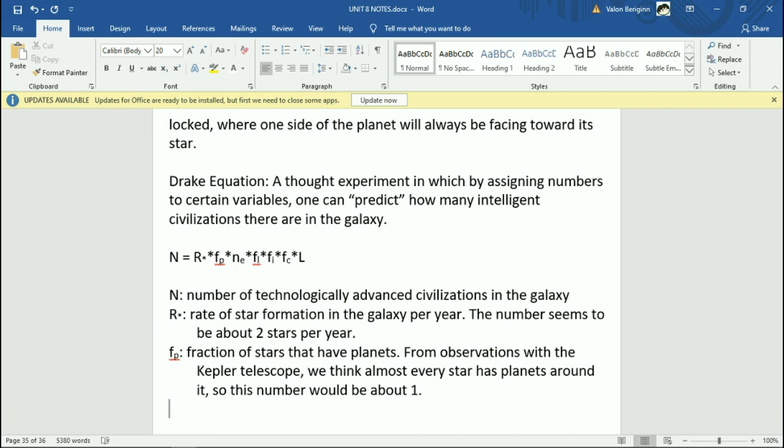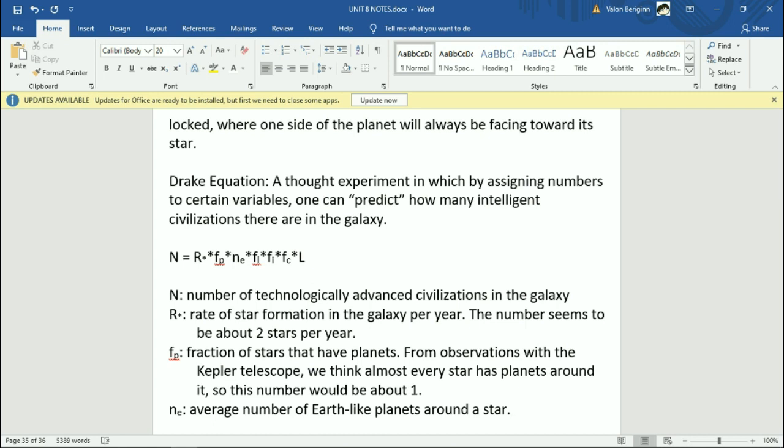Okay. So that's what we think from there. Those are the 2 numbers that we're pretty confident about. From here, we get stuff that's a bit less confident. We get to NE. NE is the average number of Earth-like planets around a star. Now, this is complicated because the question is often, what do you mean by Earth-like?